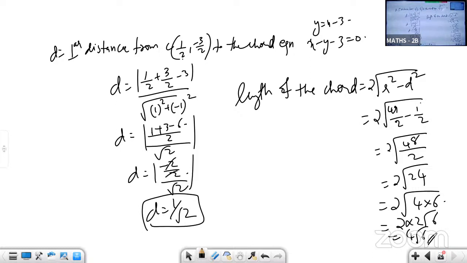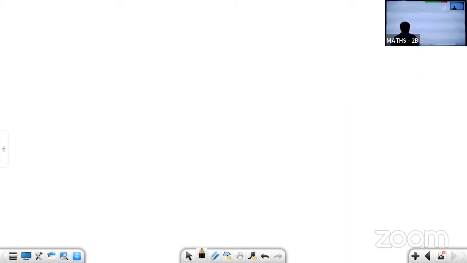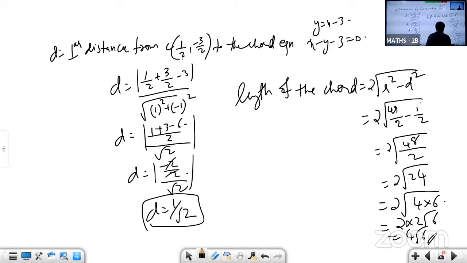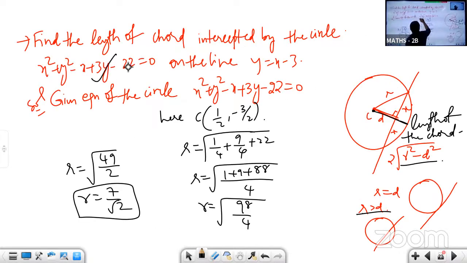See here, in this problem, a circle equation was given and a line equation was given, and we were asked to find the length of the chord. Now in the next sum, the length of the chord will be given, the center will be given, and you are going to find the radius and the circle equation. The difference from the previous sum is that there the circle and line were given and we were finding the length of the chord.